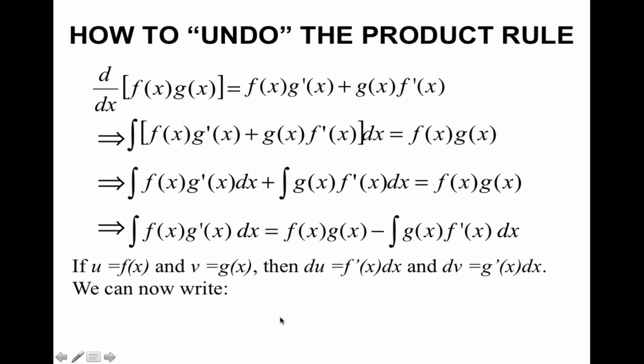Now if I let u equal f of x and v equal g of x, then du would equal the derivative of f dx, and dv would equal the derivative of g dx. So now we can rewrite this as the integral of u dv equal to u times v minus the integral of v du. And that gives us what we call integration by parts.